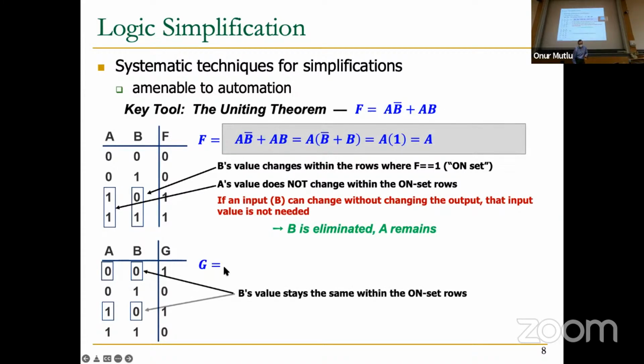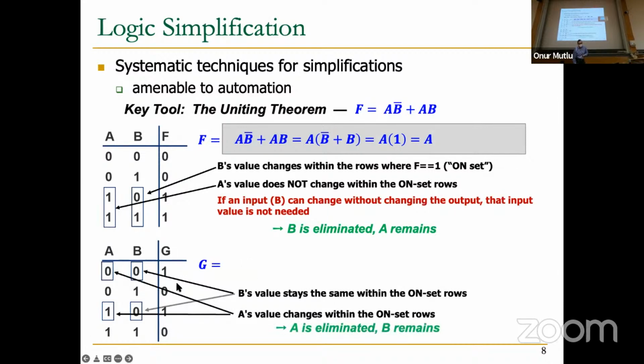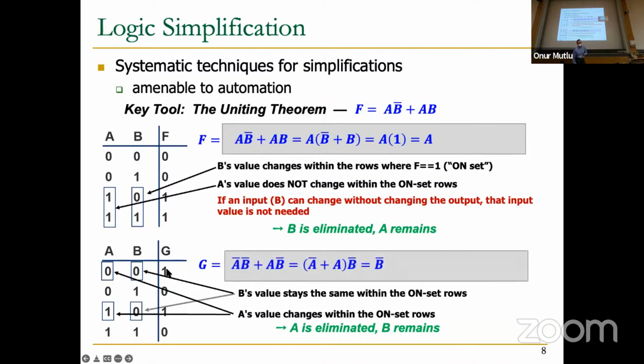So you can also see it over here, right? For example, the G function here, B's value stays the same when you always look at the onset. Remember the sum of products. Onset is G is 1. When G is 1, B's value is constant, A's value changes. That means that A can be eliminated, right? Because A's value changes, but it doesn't affect the output of the function. A is eliminated, B remains, and you can see that G is B bar in this case. Or you could have figured it out by writing the sum of products form and simplifying it. And this is the sum of product form for this 2-input function. Okay, so hopefully that's clear.